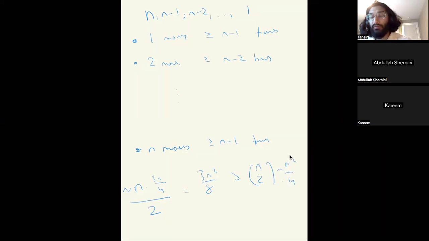Yeah, so actually this gives you... sorry, n squared over 2, my bad. I think it should be less than. Yeah, here we go.